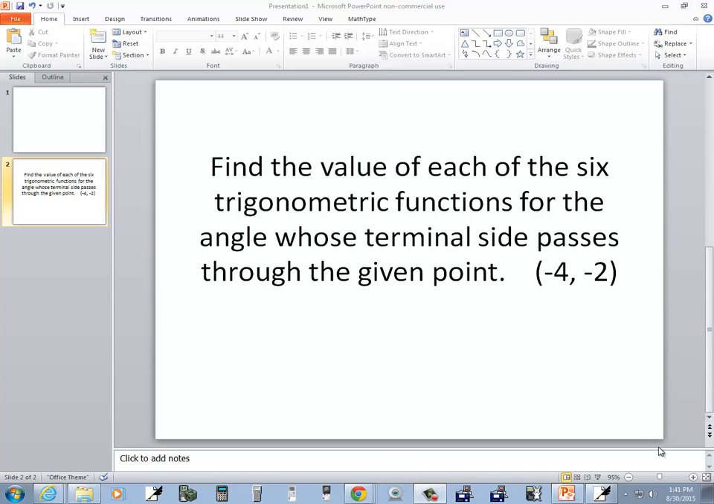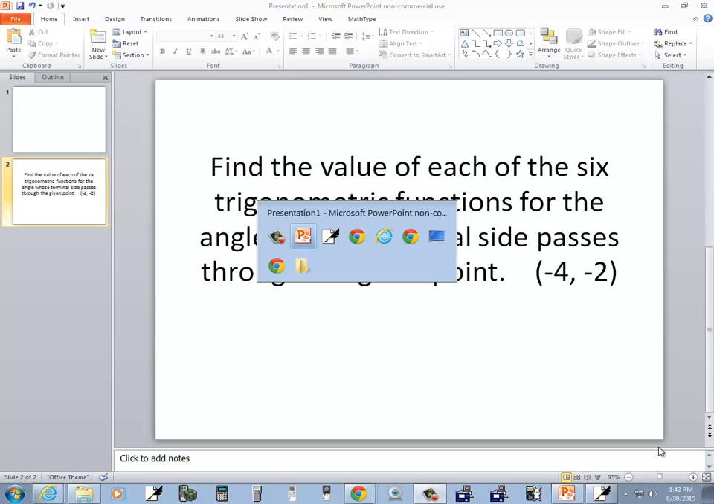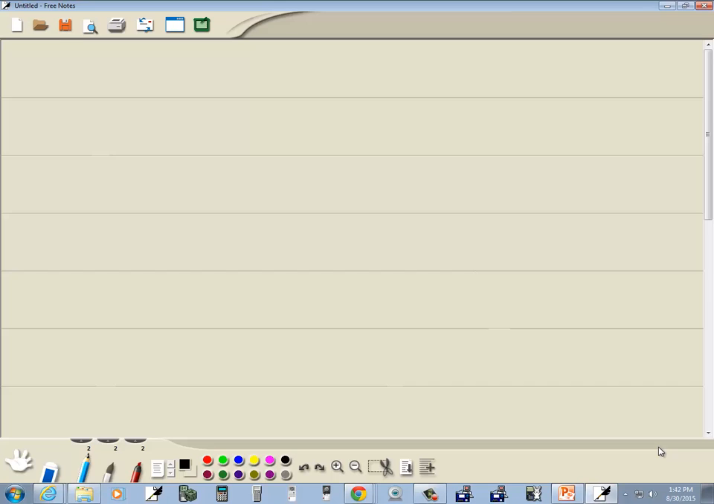Take a look at this problem. We want to find the value of each of the 6 trig functions for the angle whose terminal side passes through a given point. We got (-4, -2). Now when they give us a point, they're giving us x and y. So this is x and this is y.